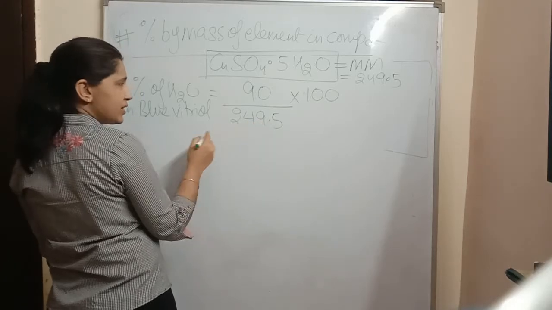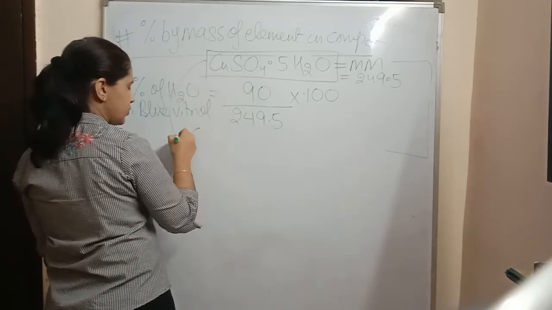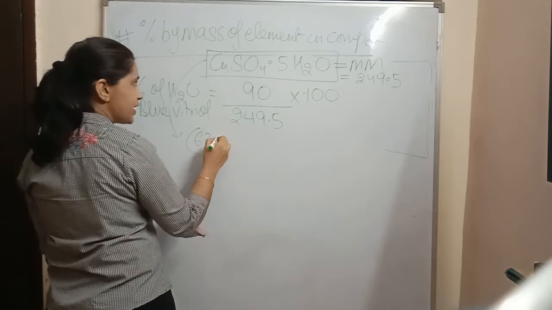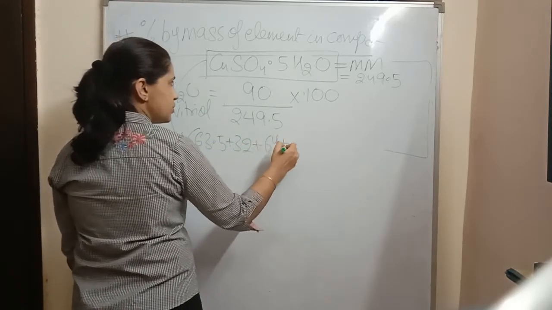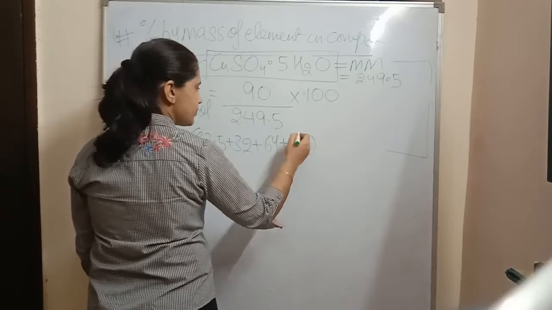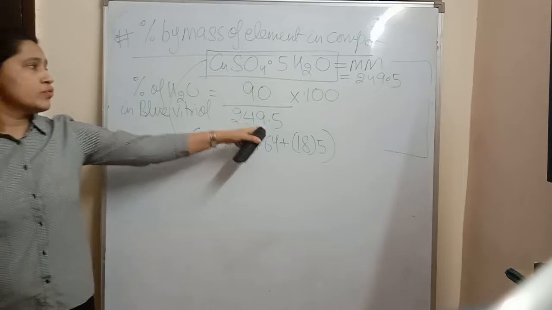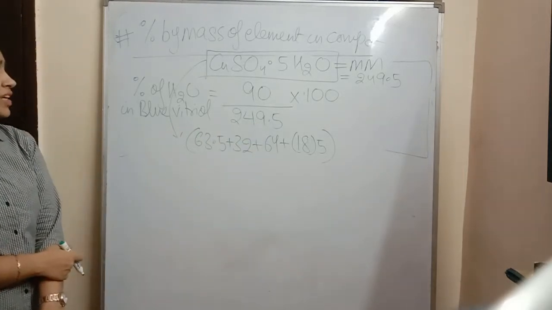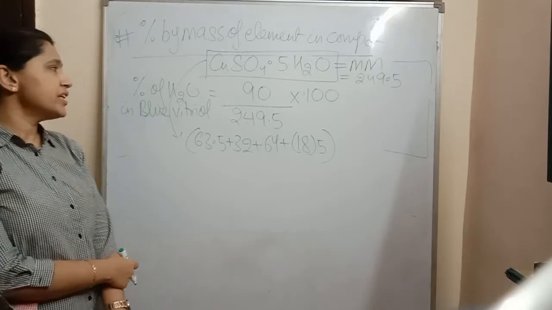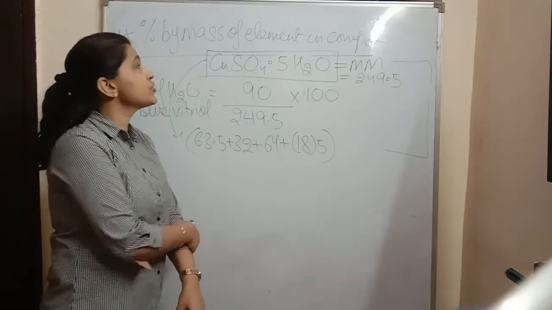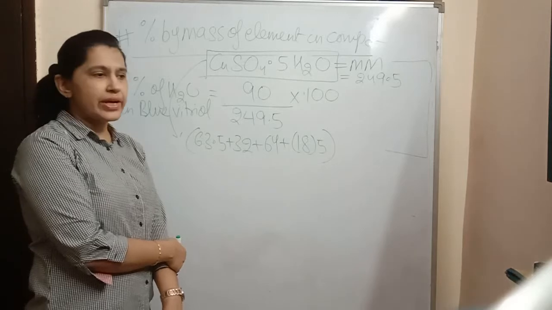How has this 249 come? Copper is how much? 63.5, sulfur 32, 4 oxygen 64 plus 18 into 5. Right? So here it is 249.5. If you do the calculation, it comes out to roughly 36%. So what we did is the percentage by mass of the element in the compound, right?